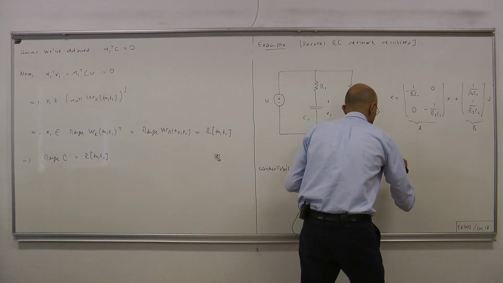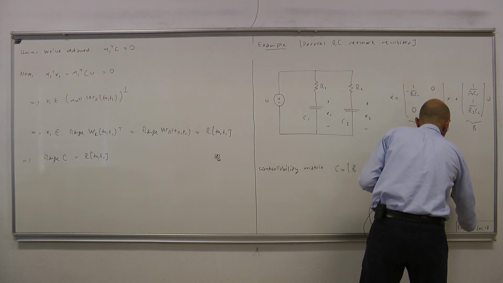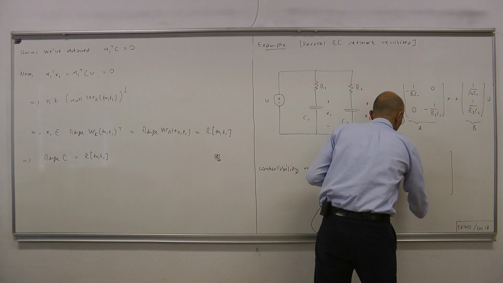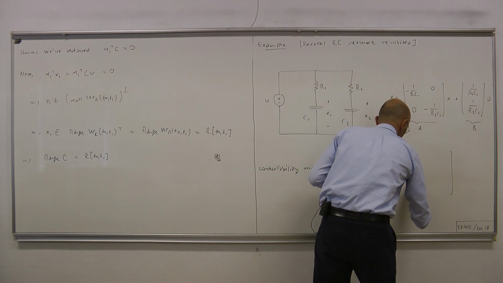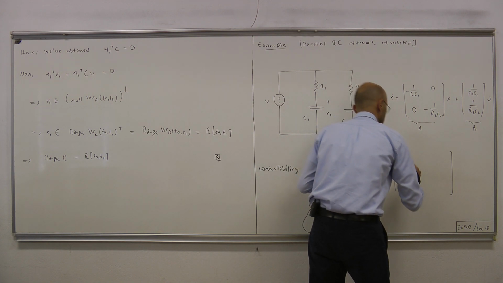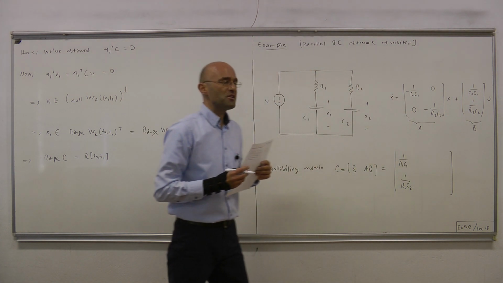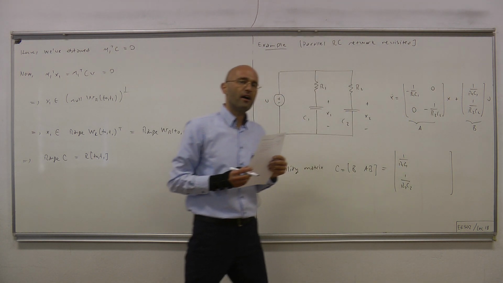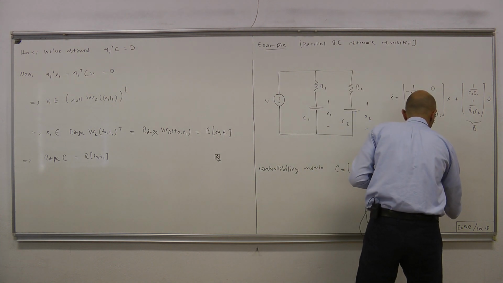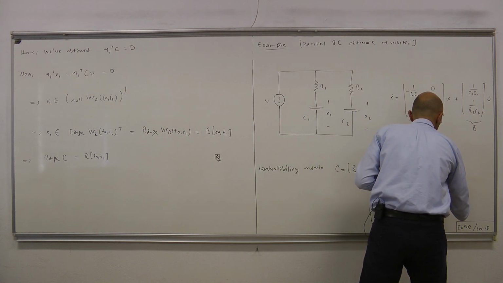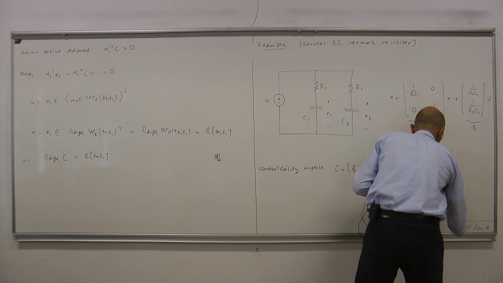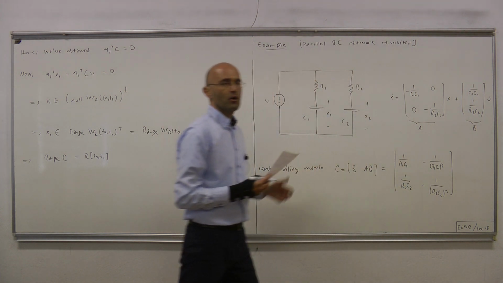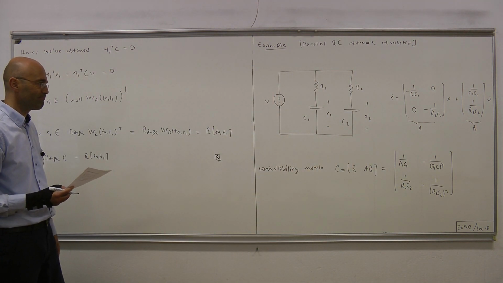And let's write the controllability matrix explicitly. The first column is directly the B matrix, so we have 1 over R1 C1 and 1 over R2 C2, and the second column is A times B. A times B is very easy to compute because A is a diagonal matrix. So what we have here is minus 1 over R1 C1 squared, and here we have minus 1 over R2 C2 squared. So that's our controllability matrix.